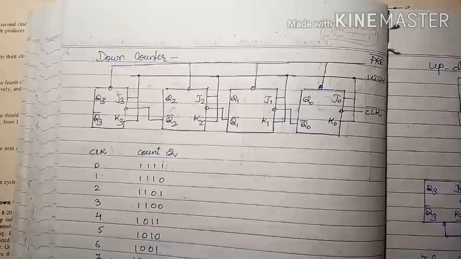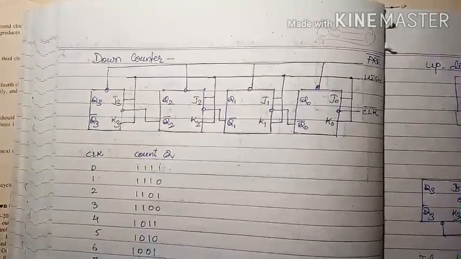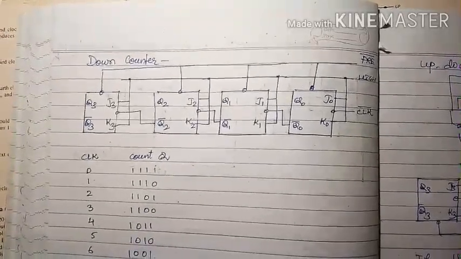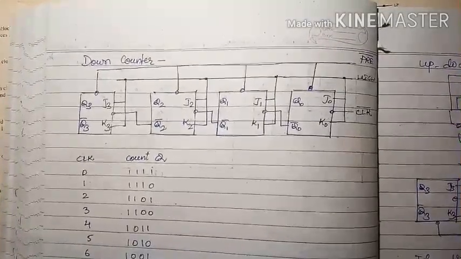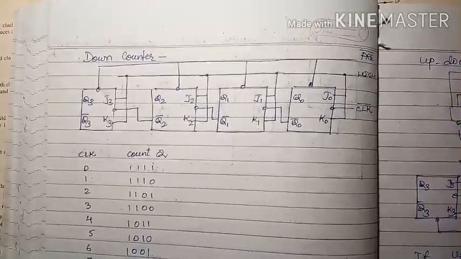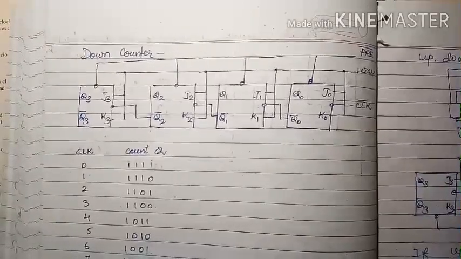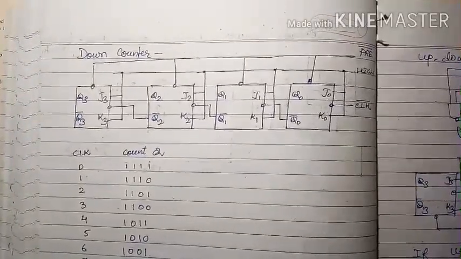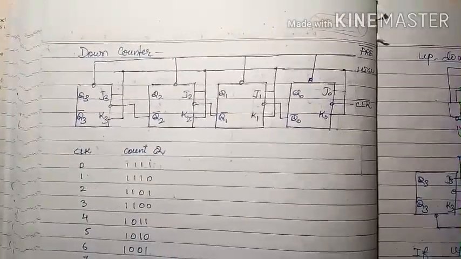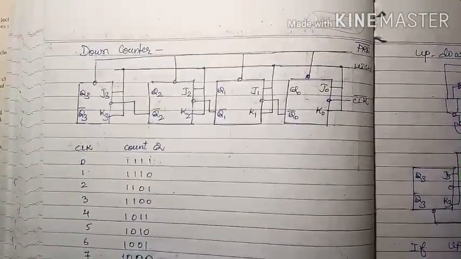When the preset signal goes low, PRE bar goes low, producing an output of 1111. That means Q is equal to 1111. When PRE bar goes high, the action starts. Q0 toggles once per clock pulse. A positive toggle means a change from 0 to 1, and a negative toggle means a change from 1 to 0.